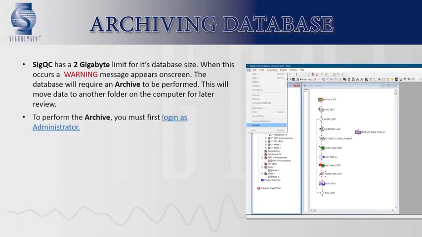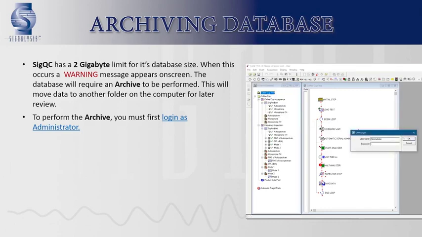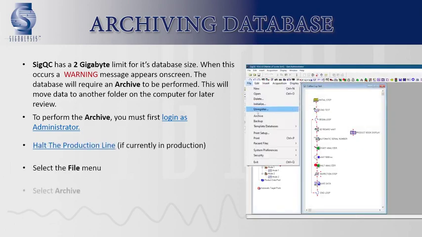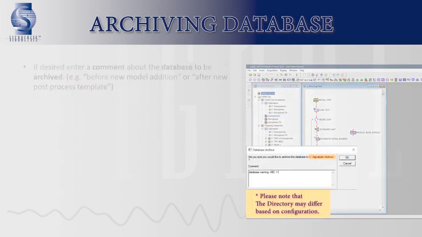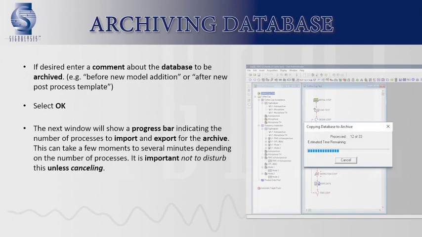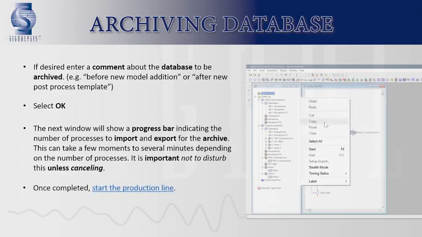To perform the archive, you must first log in as administrator. Halt the production line, select the File menu, and select Archive. If desired, enter a comment about the database to be archived. Select OK. The next window will show a progress bar indicating the number of processes to import and export for the archive. This can take a few moments to several minutes depending on the number of processes. It is important not to disturb this unless canceling. Once completed, start the production line.